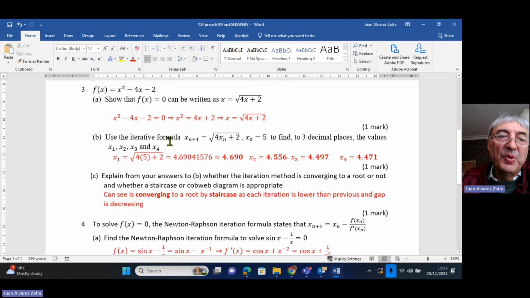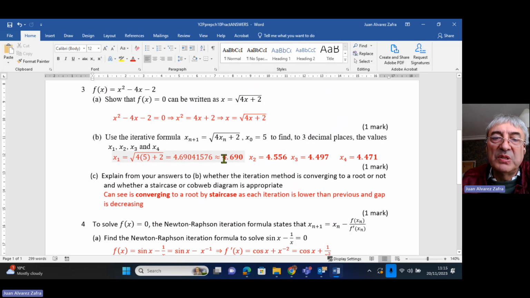In part B, we could use this iterative formula, starting at a value to then progressively get better and better values if it converges. So starting at x0 is 5. We want to find x1, x2, x3, x4. So what we do is put 5 into this g of x formula. So we're going to get the square root of 4 times 5 plus 2, which gives us 4.69.